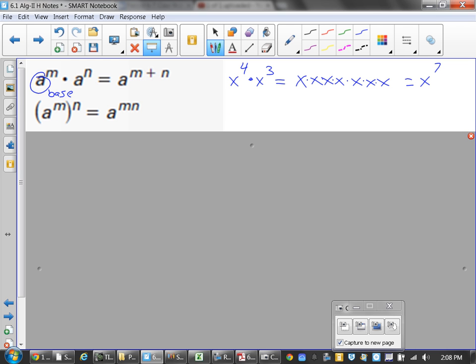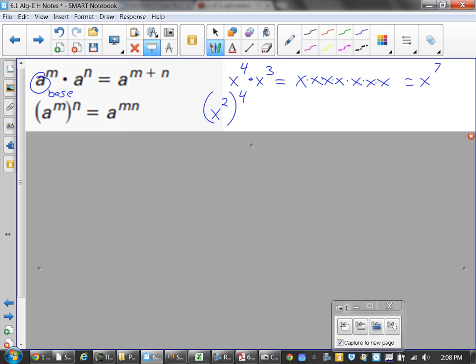What Clay's worried about is power to power. If you already have something that has an exponent, it's being raised to another exponent, you multiply them. In his example, what he's thinking here is something like this. If I have x squared to the 4th power, x squared to the 4th power is the same thing as saying x squared times x squared times x squared times x squared. Do you agree? Yes. 2, 2, 2, and 2.